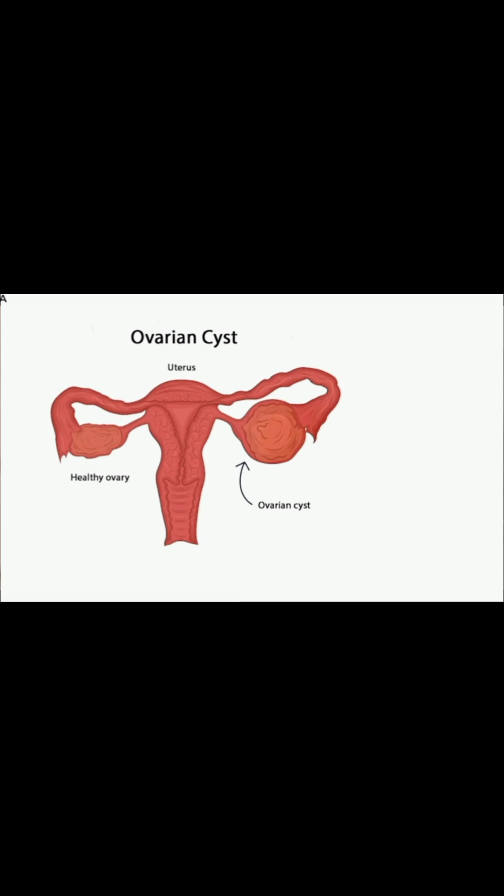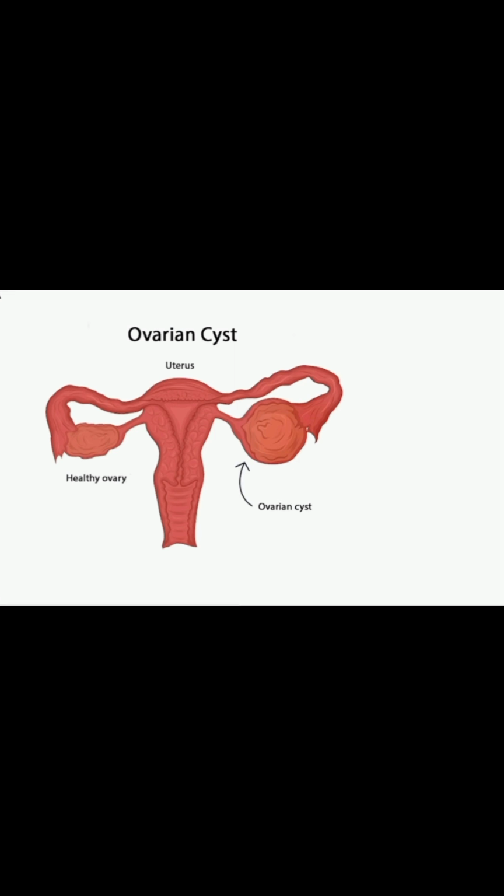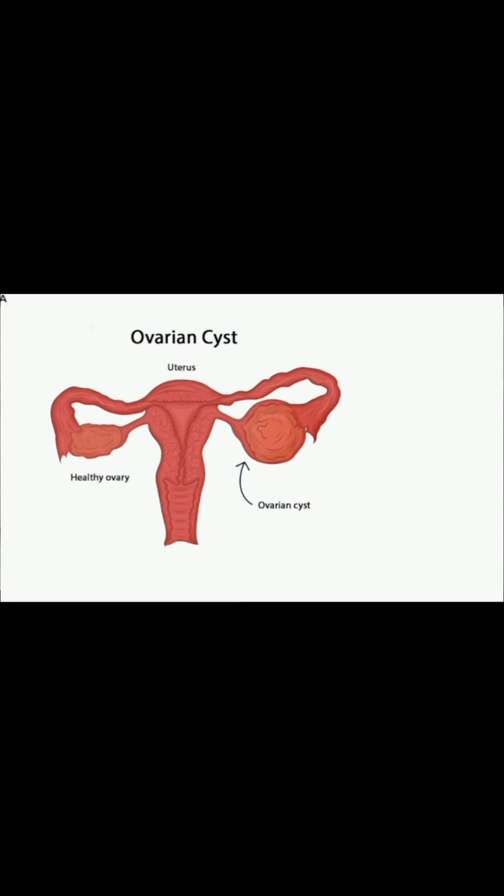Another cause of deep dyspareunia is ovarian cysts. Ovarian cysts are fluid-filled sacs that develop on the ovary. They are very common and they do not cause any symptoms. So sometimes because of the position of the ovaries, this can really press on the vagina, and sex can move the ovary up and down and around, and it can be really uncomfortable.